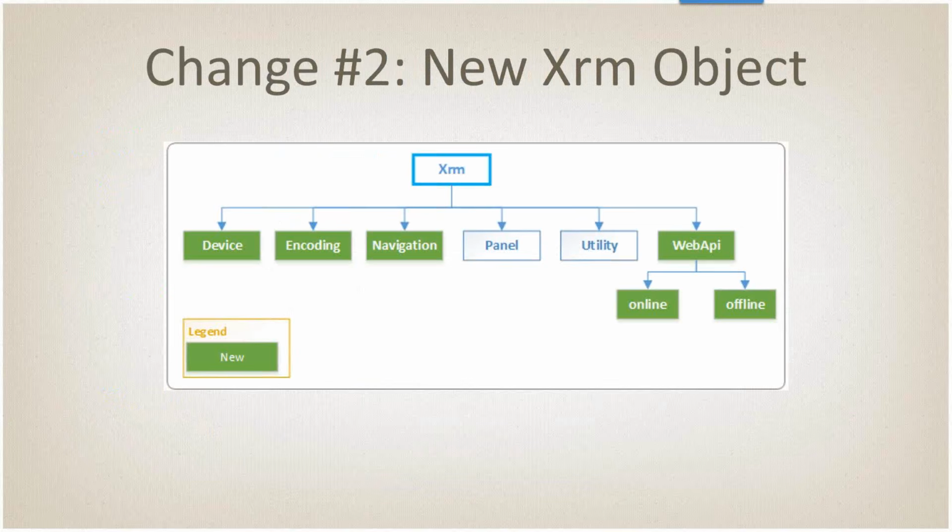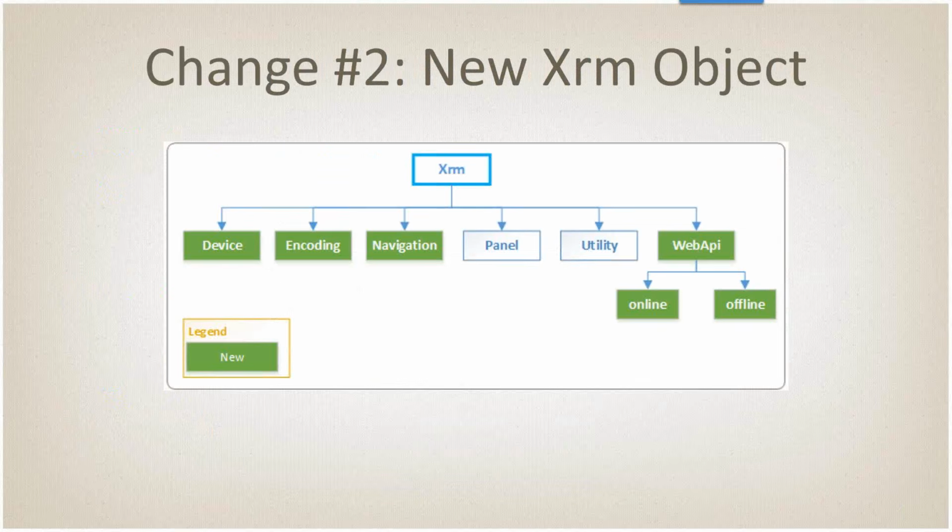But basically what this means is if we want to write one piece of code that works offline, and this is mostly for the mobile client, when you're in offline mode and you want to be able to query the local database, you have to use the offline version of the web API to do the query.